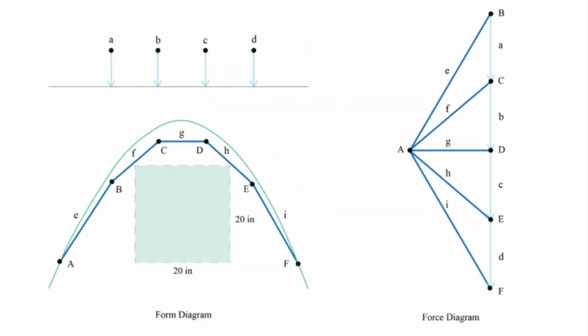So the way the arch was found was using GeoGebra as well as graphic statics, and we had to work with the constraints. They wanted the span to be at a maximum of 50 inches, and then they have to have a 20-inch by 20-inch box that fits through the arch. So following that constraint, that's how we created the arch.